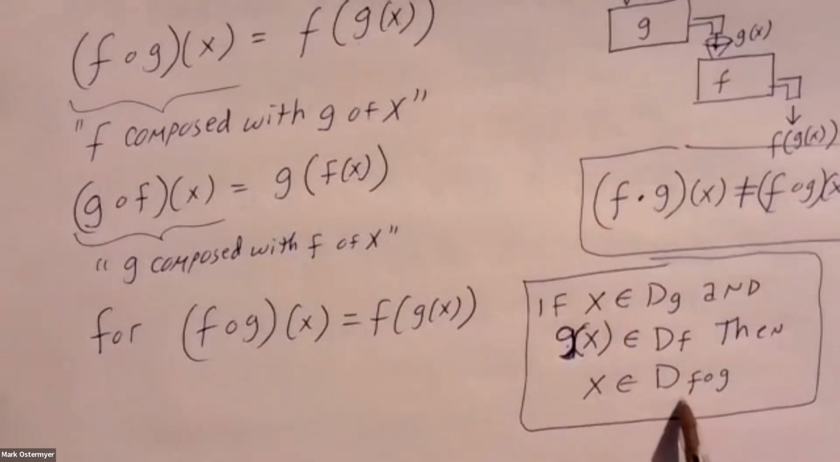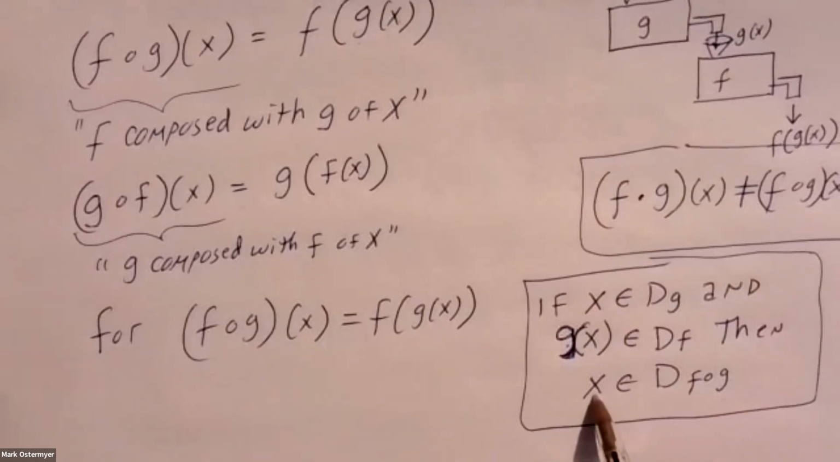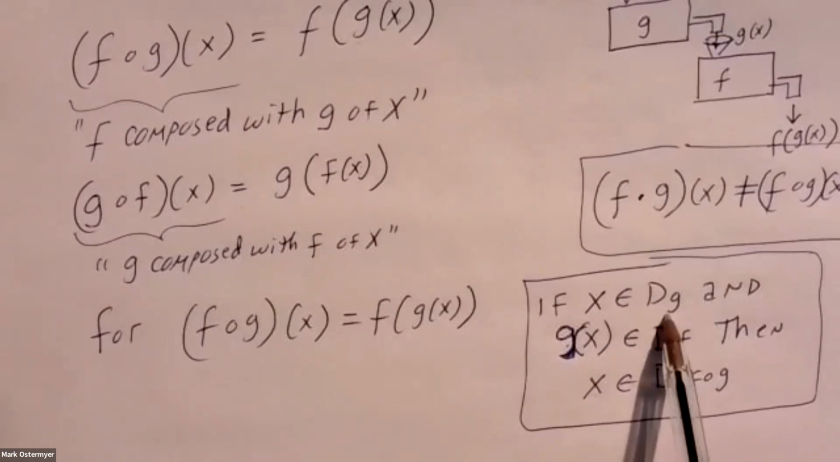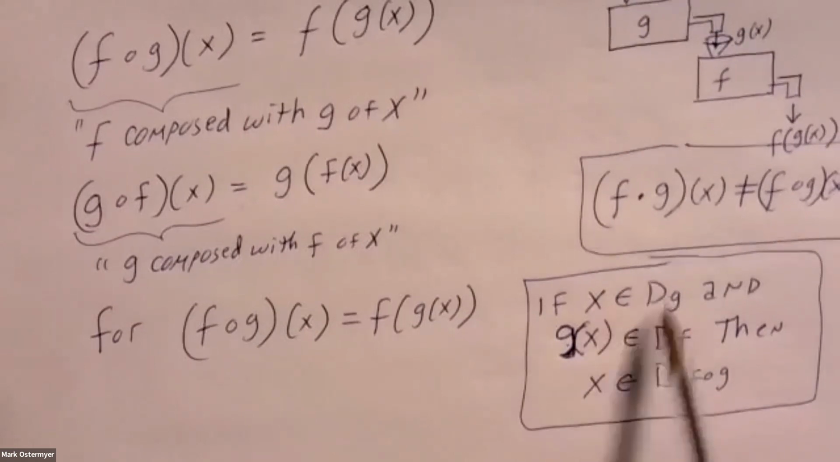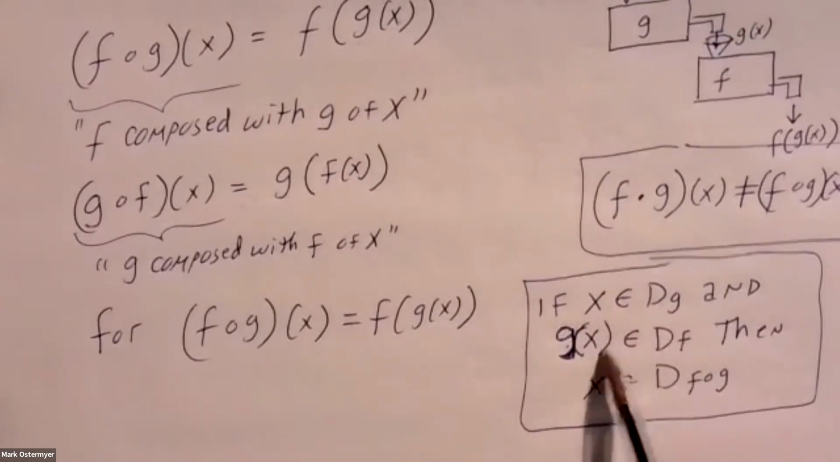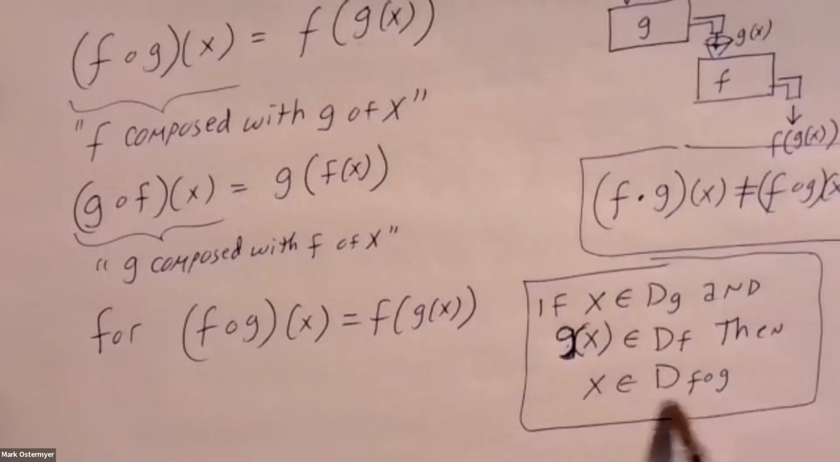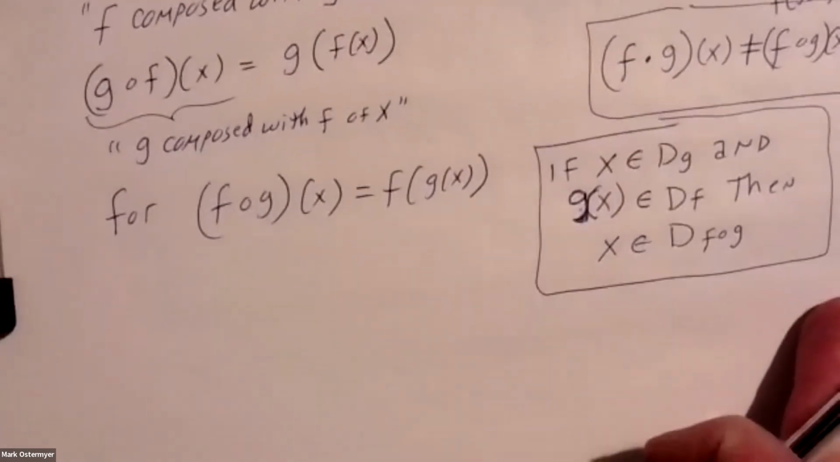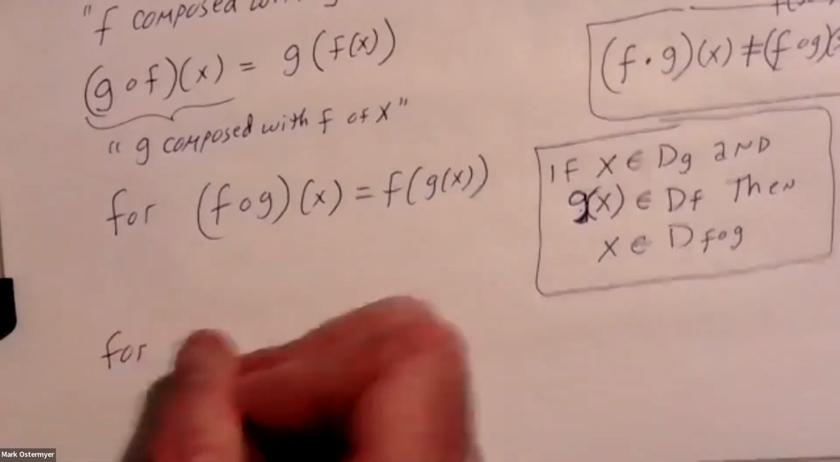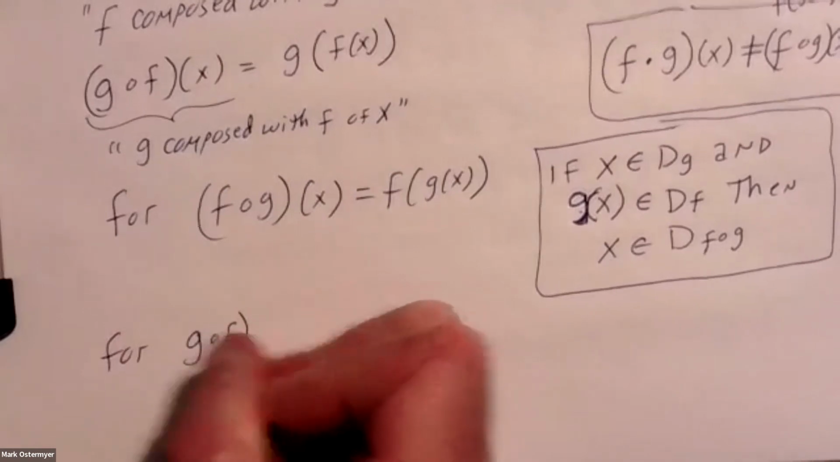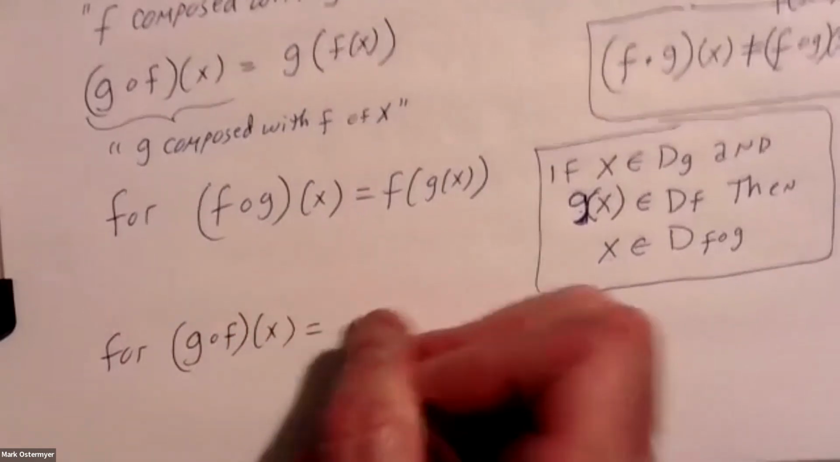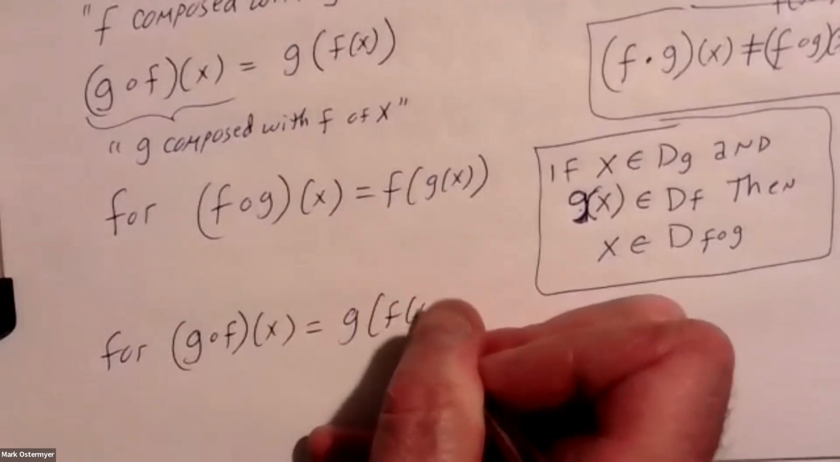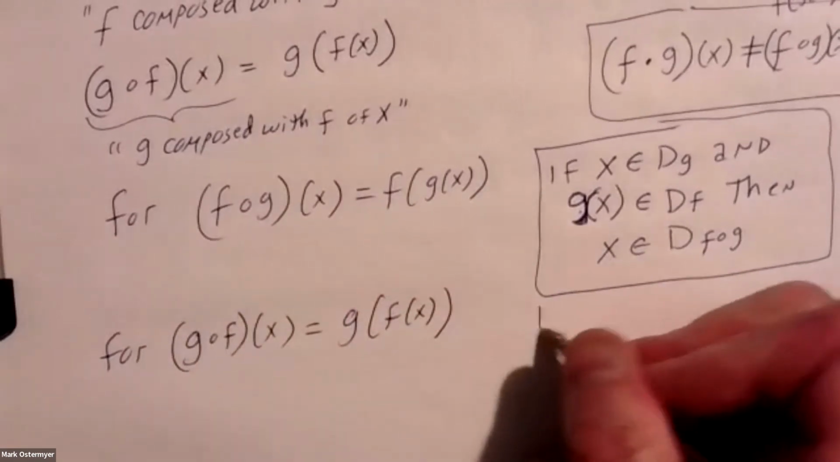So in order to be in the domain of f composed with g, some number x has to be in the domain of function g, first of all. And also g of x has to also be in the domain of function f. If just one of these conditions fails, then x is not in the domain of the composition of f and g. For g composed with f of x, which is the new function g of f of x, it works this way.